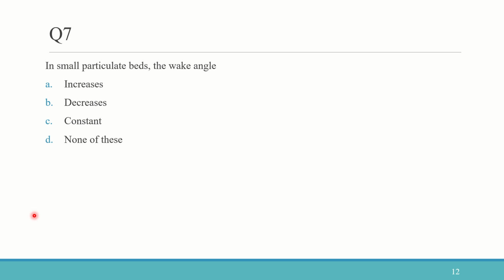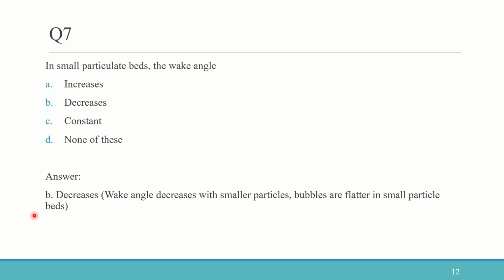So now let us see question 7. In question 7, what is asked? In small particulate beds, the wake angle dash. Option A increases. Option B decreases. Option C constant. Option D none of these. What happens in smaller particulate beds? When we are using smaller particles, the bubble formations are flatter in smaller particle beds, and therefore the wake angle also reduces. Wake angle decreases with smaller particles because bubbles are flatter in small particle beds. Option B is the right answer. That is what I have been saying. And that is question 7.